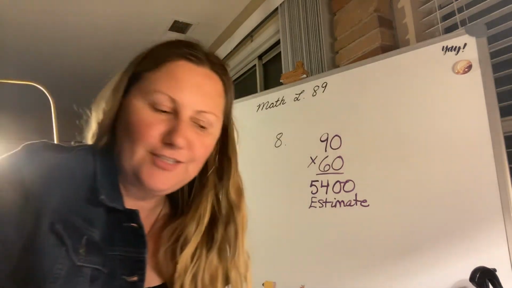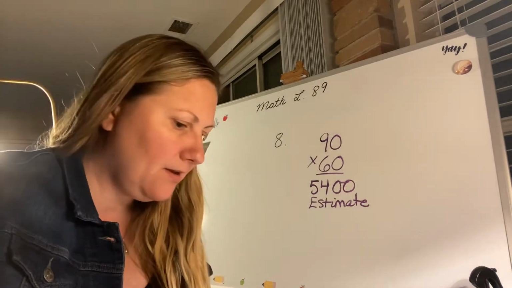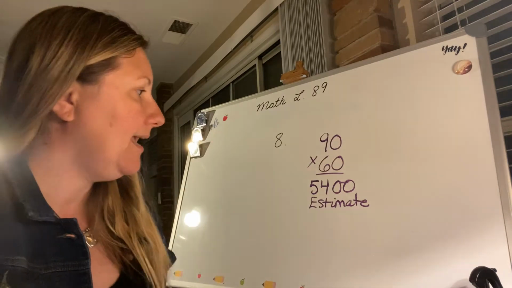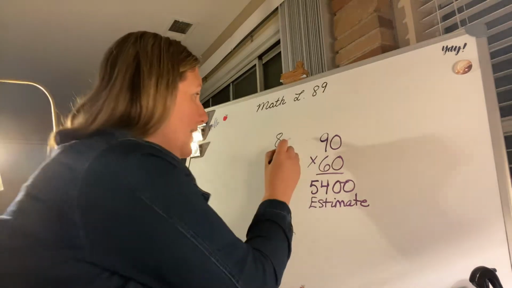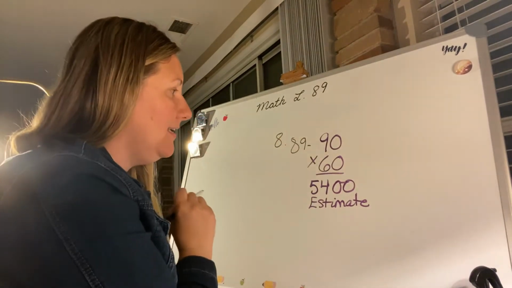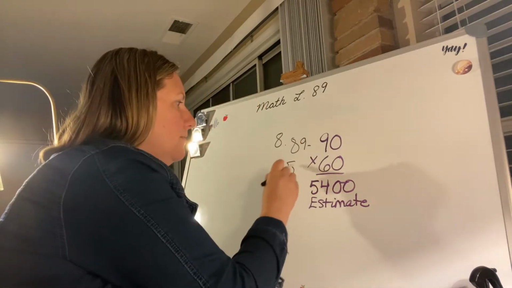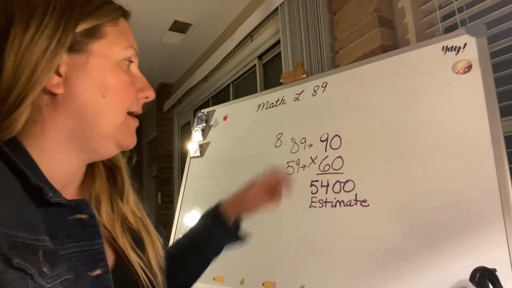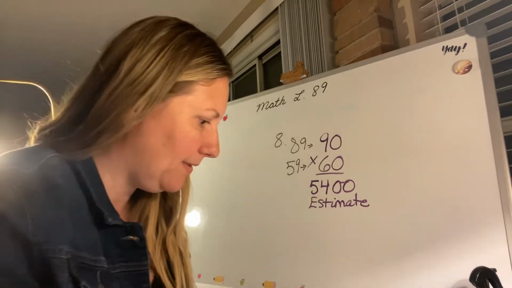Hello again, math students. So we are on number 8, continuing on in lesson 89. Number 8 starts with estimating 89, which you see here. I estimated it to 90, and also 59, which I estimated to be close to 60. 9 times 6 is 54, add 2 zeros, that's our estimate.